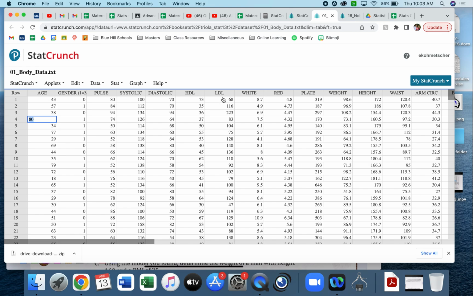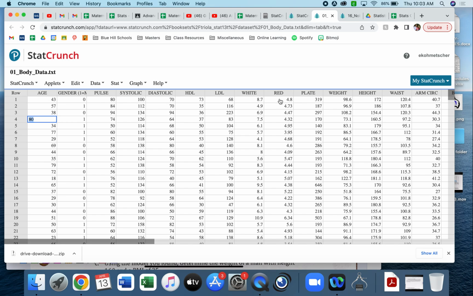HDL and LDL? No. That is cholesterol. Good cholesterol, bad cholesterol. I'm not sure which one is which. I have high cholesterol. Yeah, I do too, for some reason. I don't know. Anyway, HDL, LDL, good cholesterol, bad cholesterol, whatever that does for you, okay?